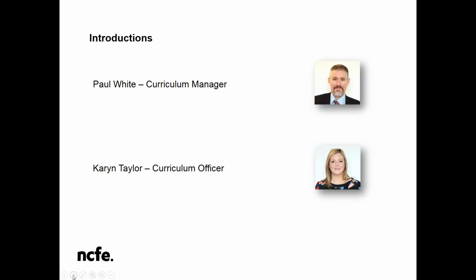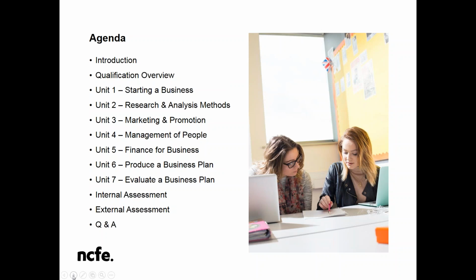Right, so on this screen you can see our agenda for the session today. We'll start with a quick introduction before moving on to an overview of the qualification. Then we'll talk through the unit content of each of the 7 units that make up the qualification. We'll then talk you through the internal assessment requirements and the quality assurance process that goes with that before we explain the external assessment requirements for the qualification. You'll see that there's time at the end for Q&A, but I would encourage you to ask questions throughout the session and we'll make time to answer them as we go. You can do that by typing into the question pane, which should be on the right-hand side of your screen.